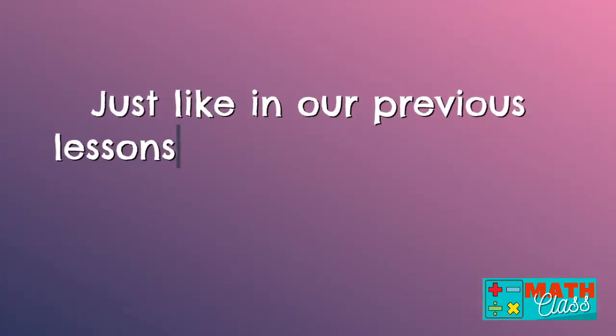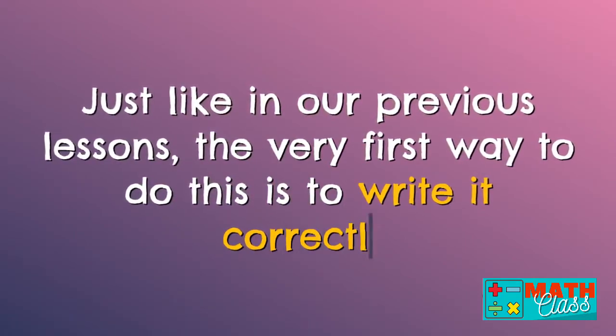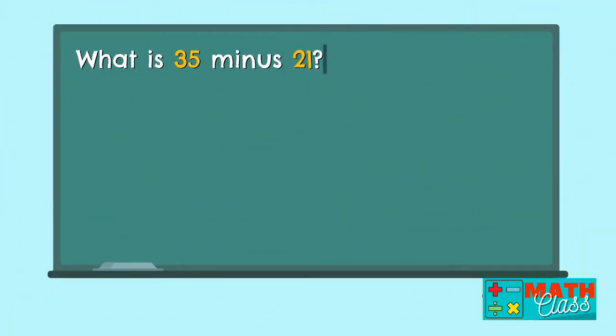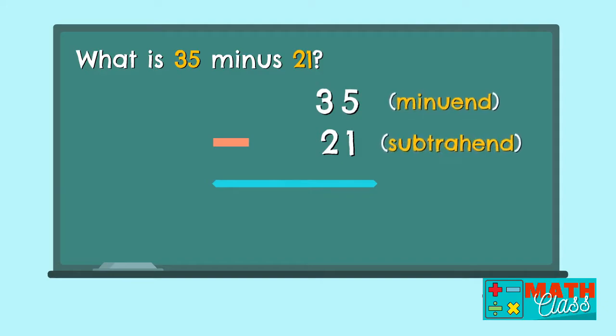Just like in our previous lessons, the very first way to do this is to write it correctly. For example, what is 35 minus 21? In this example, the first set of digits, which is the number 35, is called the minuend, and the second set of digits, which is the number 21, is called the subtrahend. The resulting number is what we call the difference.